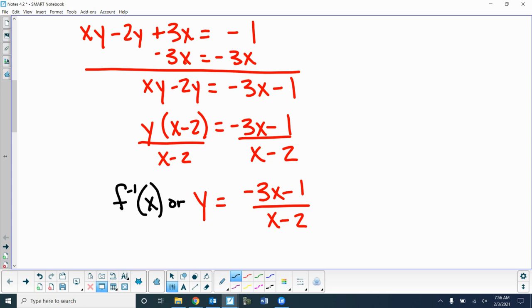2, right? So I should add there, x can't be 2. Put that restriction on our domain when we find our inverse.